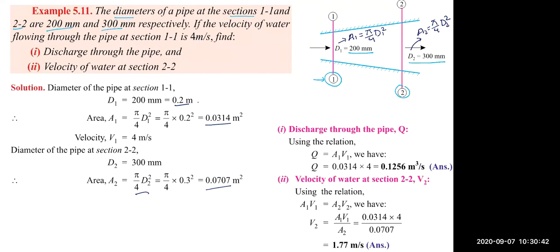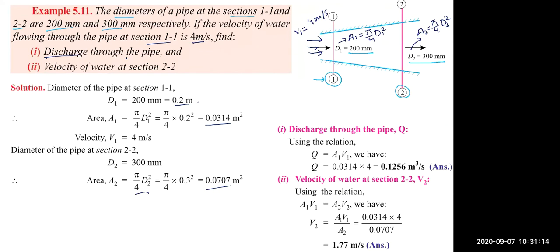Now, see the next part. The velocity of water flowing through the pipe at section 1, so the fluid is flowing inside this pipeline at this location. Here the velocity V1 is given. What is the value of V1? 4 meter per second. Okay, so what you have to find out? You have to find out the discharge through the pipe. The first part of the question is the discharge through the pipe.